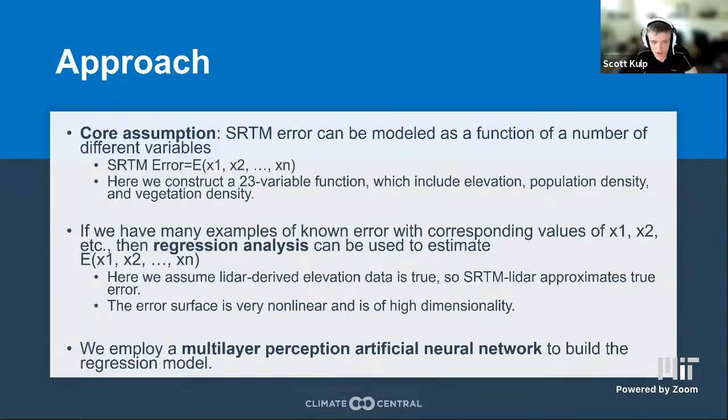Here we make the assumption that the errors present in SRTM can be modeled as a function of some number of variables. We construct a 23 variable error function, and I'll get into details later about what that includes. If we have many examples of known errors, then we can use regression analysis to construct this error function. Here we're assuming that LiDAR derived elevation data is our ground truth, since it's so accurate, and so SRTM minus LiDAR represents the true error.